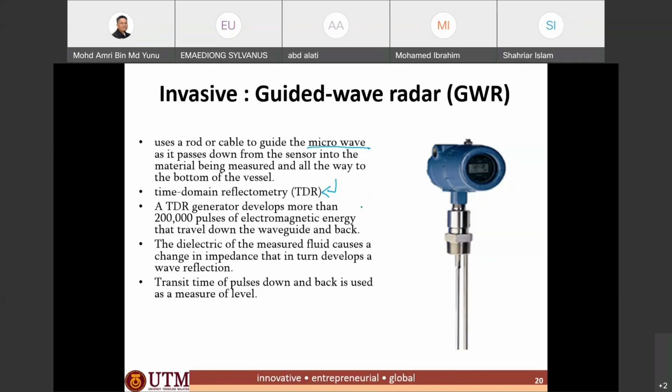So what it does is develop 2,000 pulses of microwave signal, electromagnetic signals, through the waveguide, and then measure the reflection. So basically, the dielectric of the fluid will determine the reflection.